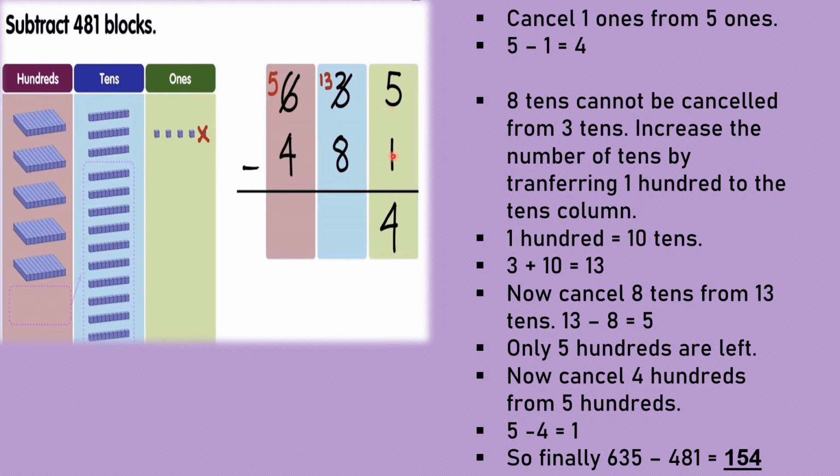5 ones minus 1 one. If I've got 5 ones and I cancel 1 one, how many are remaining? 1, 2, 3, 4.